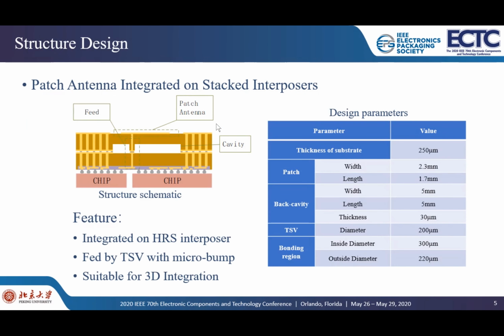The antenna structure we proposed is shown. It is integrated on the silicon interposer. The patch is on the upper substrate, fed by the TSV with microbump and CPW, which is on the second substrate. The cavity is designed to improve the performance. The design parameters are shown in the table.